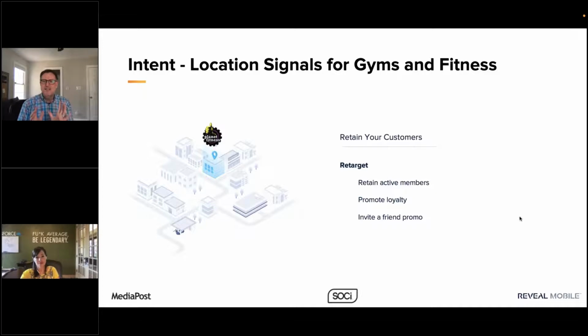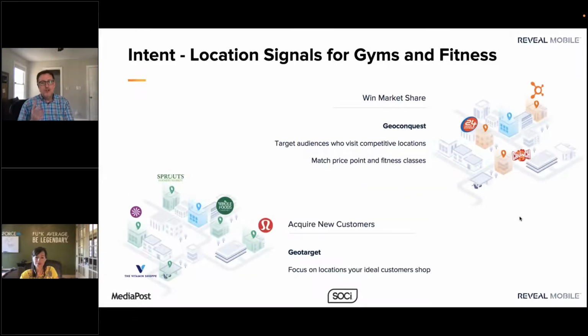So these are easy things that Planet Fitness can do, or frankly, any business can do with a membership kind of monetization model. So to go one layer deeper, actually two layers deeper, there are two really interesting things that Planet Fitness can do with location data as an intent signal. The second one is about stealing market share from the competition. So in the upper right-hand corner of your slide, we're talking about Geo Conquesting.